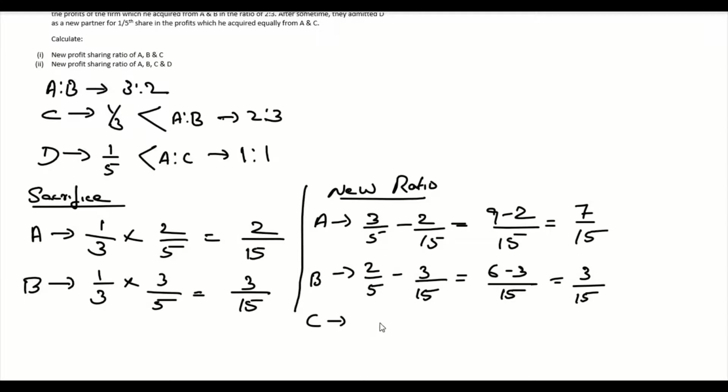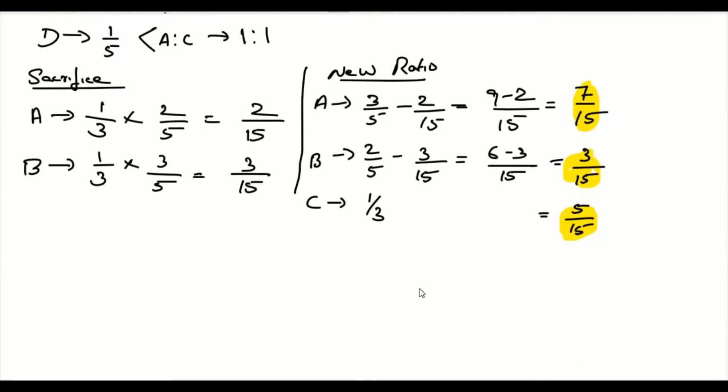C's share is already given in the question, 1/3. If you wanted to keep the same denominator, it's going to be 5/15. So now we have the new profit share for A, which is 7/15, B, which is 3/15, and C, which is 5/15. So the new profit sharing ratio between A, B, and C is equal to 7:3:5.